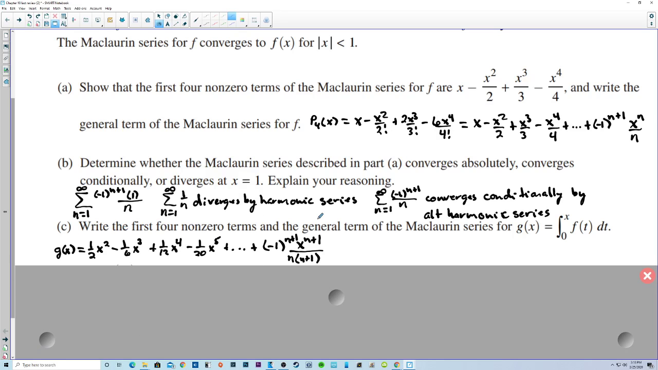Write the first 4 non-zero terms and the general term of the Maclaurin series for the integral. So I just took term by term integration of the final answer in part A. So here we have 1/2 x squared, 1/6 x to the third, 1/12 x to the fourth, 1/20 x to the fifth right there. Now, the pattern is down at the bottom here, this is 1 times 2. This is 2 times 3, 3 times 4, and 4 times 5.